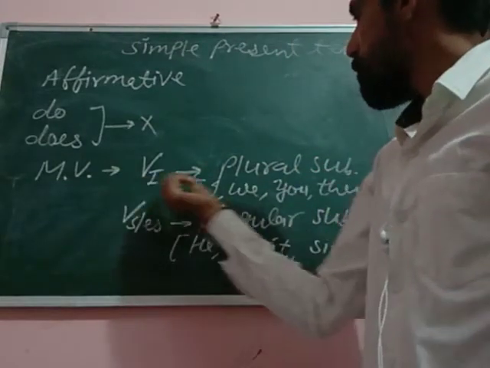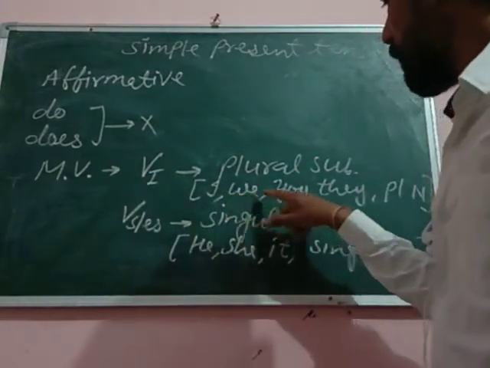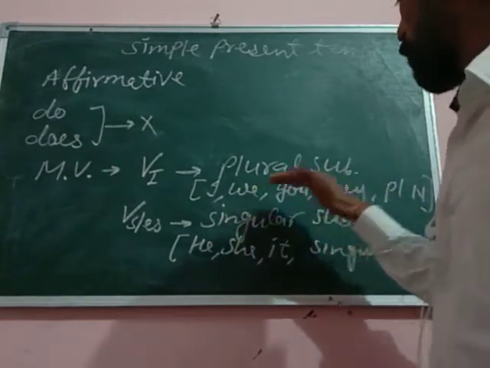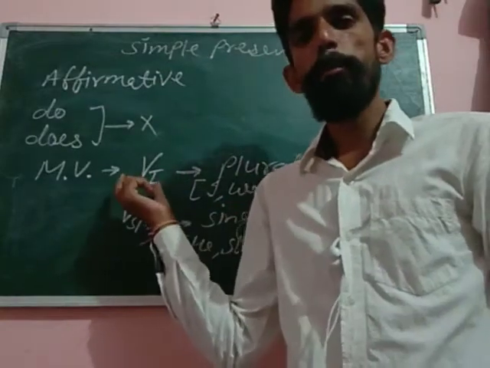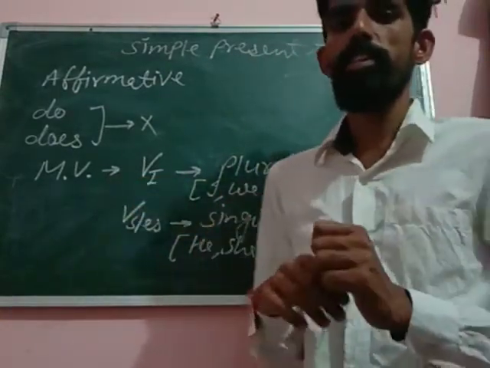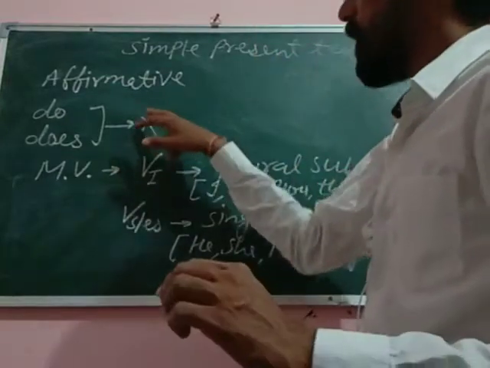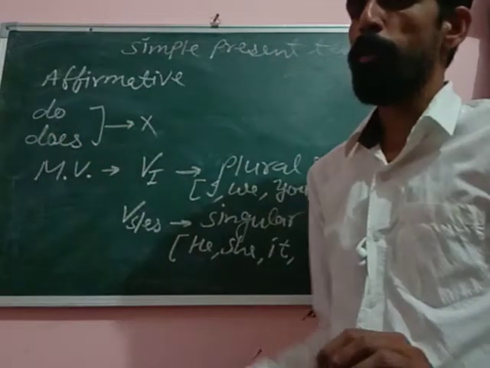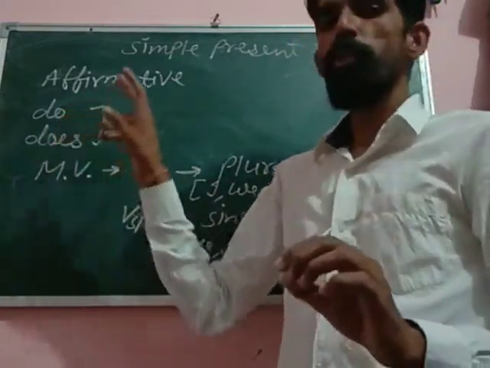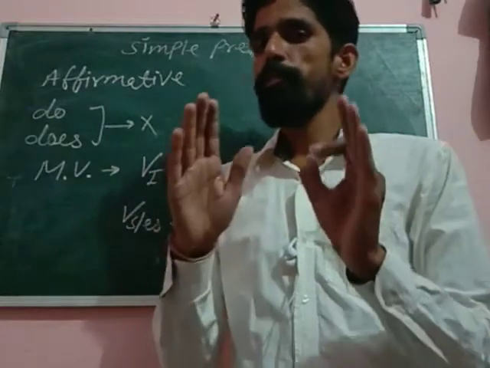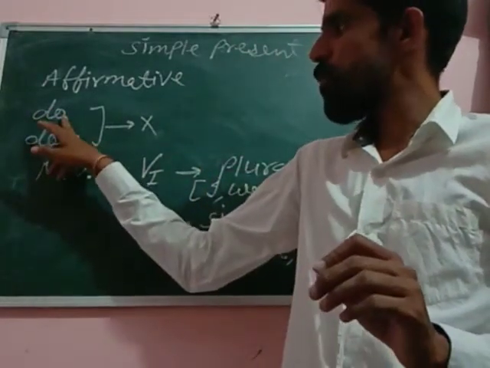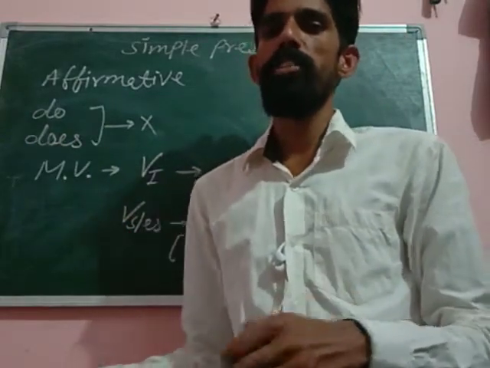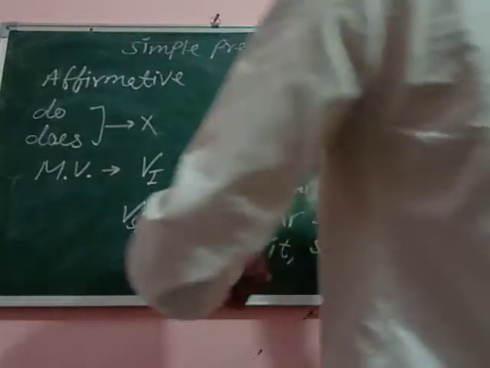Whereas with plural subjects, meaning with I, we, you, they and any plural noun, we use the first form of the main verb. All these things have been discussed in the previous volume. Remember students, in affirmative sentences of simple present tense we do not use any helping verbs, though there are two helping verbs which are used in simple present tense. The first one is do and the second one is does. Now we are going to discuss negative sentences of simple present tense.